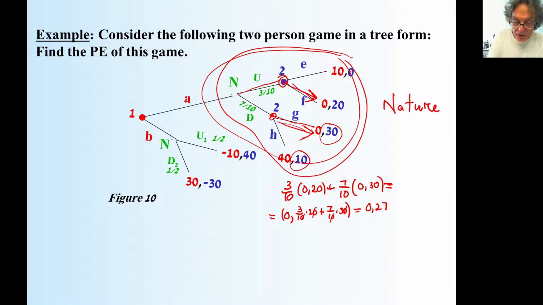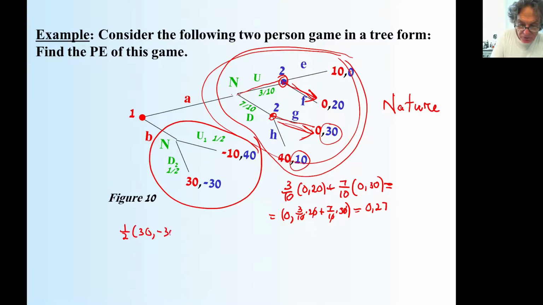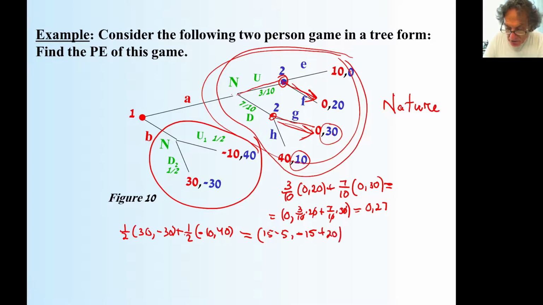Now, if 1 goes here to B, then this game I can replace with probability half, I'm getting 30 for 1 and negative 30 for 2, plus, with probability half, I'm getting minus 10 for 1 and 40 for 2. What is this? Let's do slowly the first one. Half of 30 is 15, and half of minus 10 is negative 5. So it's 15 minus 5 for 1. What about 2? Half times negative 30, which is negative 15, plus half times 40, which is plus 20. So this is 10 for 1 and 5 for 2.